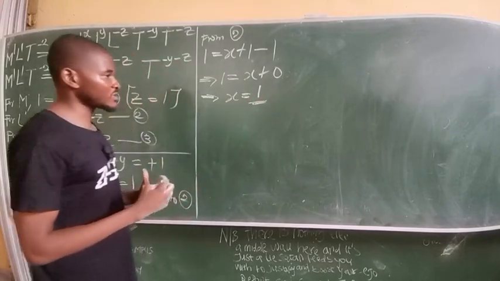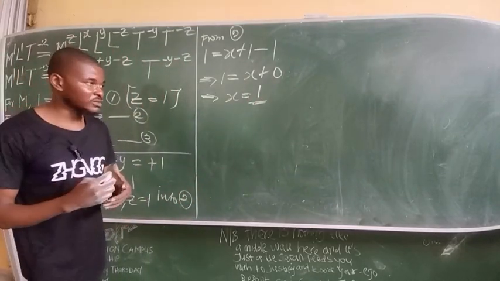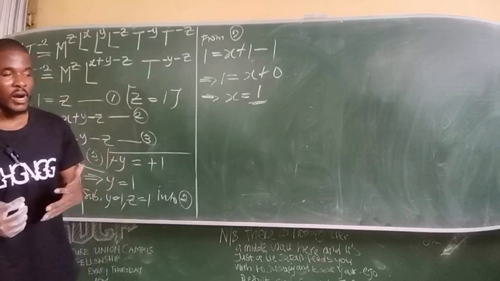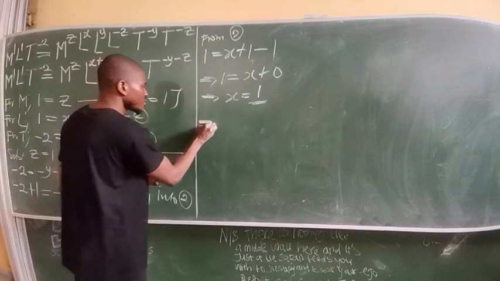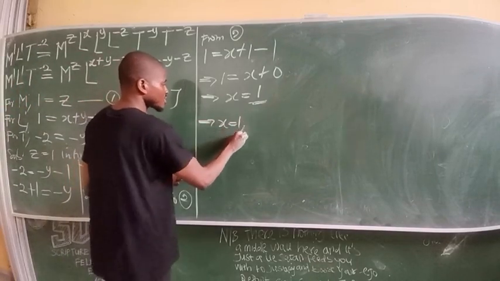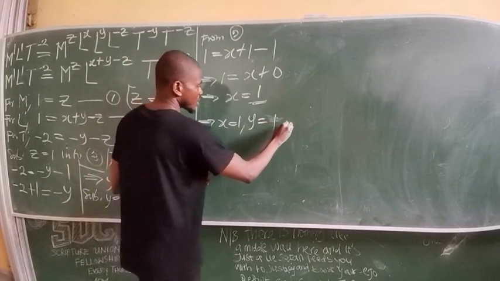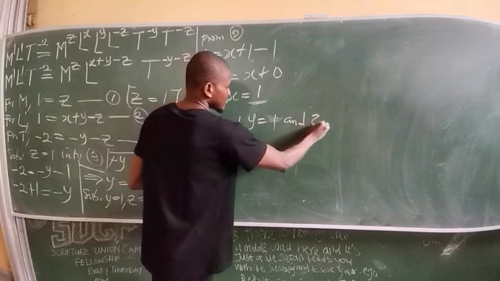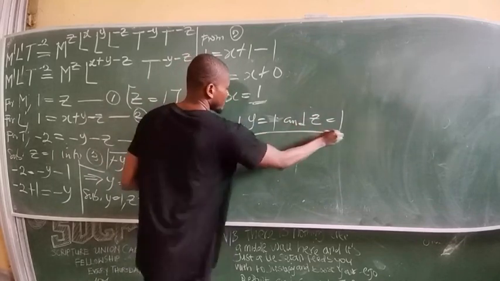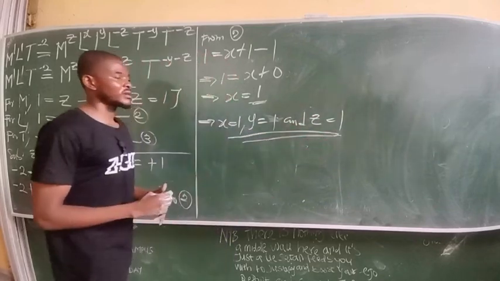And the question says we should use the principle of dimensional analysis to obtain the values of x, y, and z. So simply x is equal to 1, y is equal to 1, and z is equal to 1. So these are the values of x, y, and z.